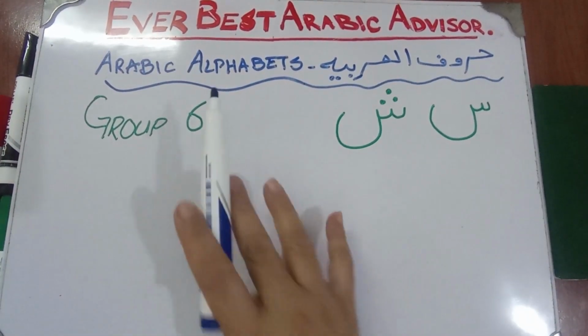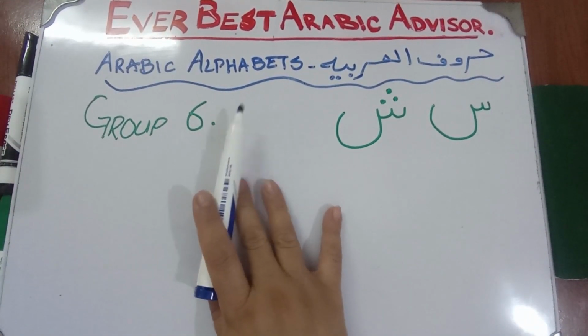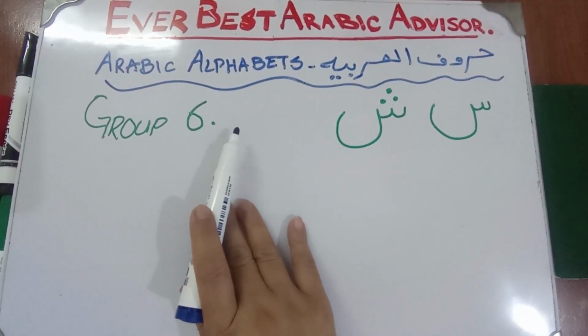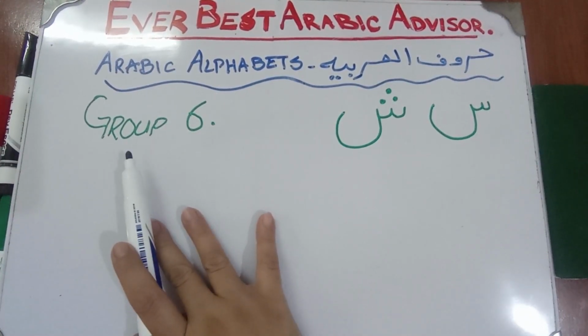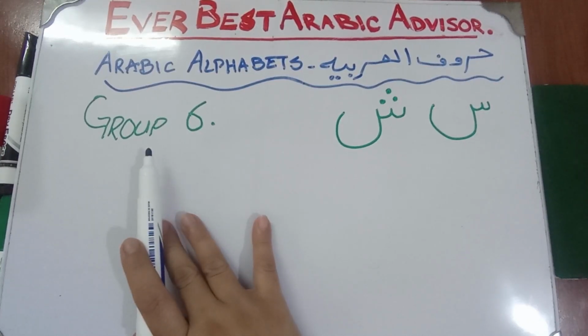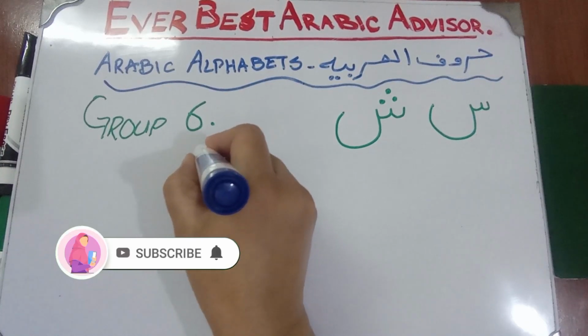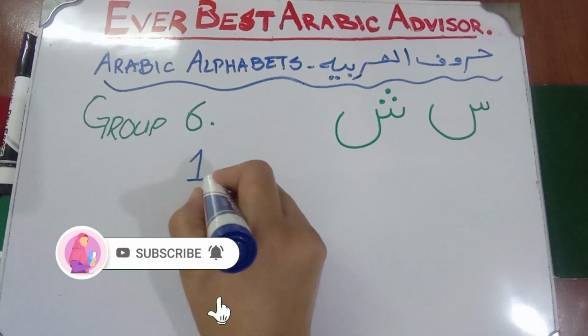We are learning Arabic alphabets. Arabic alphabets, Huruful Arabiya. Today is lesson number 6, in which we will discuss group number 6. We are learning Arabic alphabets in groups because learning in groups is quite easy. So far we have done 5 lessons.